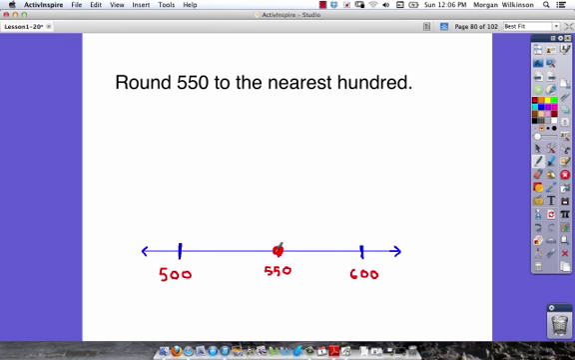Now this brings out a special rule. Whenever we have a number that's halfway, exactly halfway, we always round up. So in this problem, if we want to round 550 to the nearest hundred, we round up. We keep going the direction that we have been. So 550 is to the right of 500. It's exactly halfway, so we'll round up to 600. That will be our final answer for this problem. And we're all done with this one. Let's go ahead and move on to our next slide.